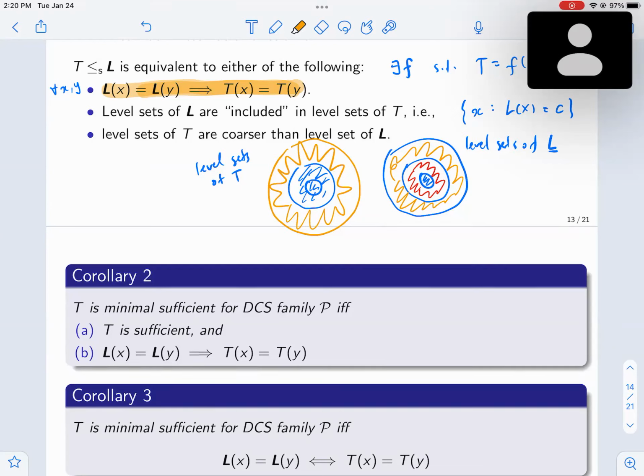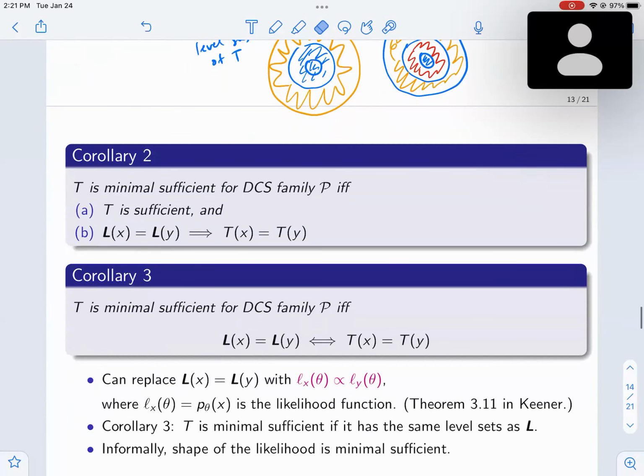And whenever L assigns the same value to both X and Y, then this implies T of X is equal to T of Y. A version of this appears in Keener, for example. This is nice because there's no reference to any function. So you just have your likelihood ratio, let's say, and you also have your statistic, and you can verify the second one.